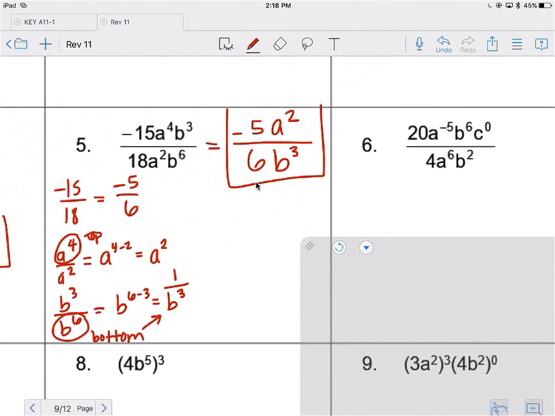So when I have negative 5, 6, negative 5 is on the top, 6 is on the bottom. A goes on the top, so it goes up with 5. B is on the bottom, so it goes with 6.